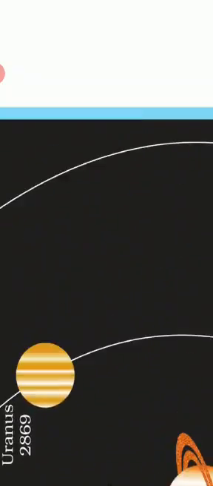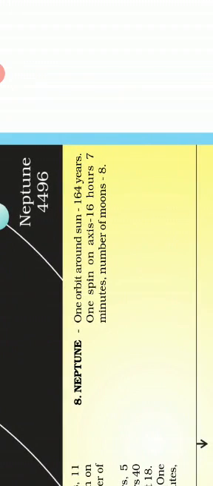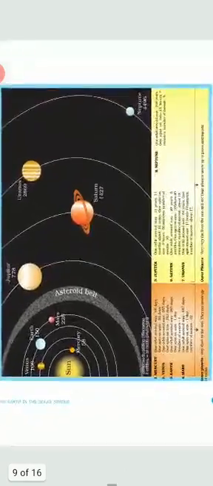And the last is Neptune. It is the 8th and the farthest planet from the sun in the solar system. It is named after the mythical Roman god of sea. It is 17 times the mass of the Earth. It has 8 moons, and one orbit around the sun takes 164 years and one spin on its axis takes 16 hours 7 minutes. We have discussed all these inner planets and outer planets.